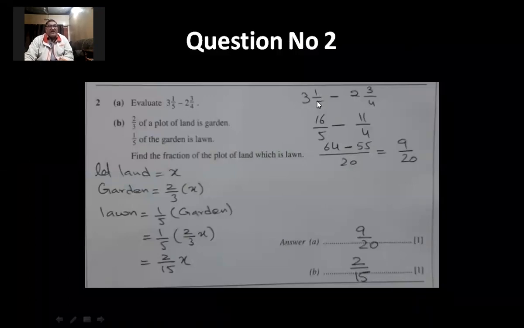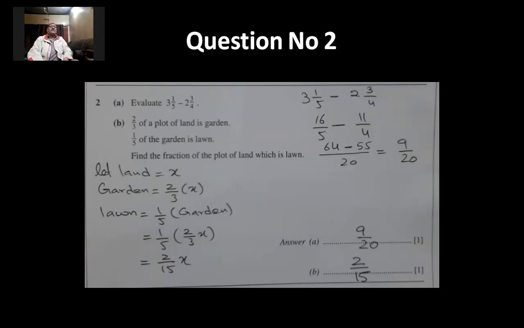So question number 2 is showing up. A part is 3 whole 1 by 5 minus 2 whole 3 by 4. So 5 3s are 15. 15 plus 1 will be 16. So 16 by 5 minus 4 2s are 8. 8 plus 3 is 11. 11 by 4. I will take the LCM. There are 2 denominators, 5 and 4. Their LCM is 20. I will divide the LCM with this denominator. So I will get 4. 4 will multiply with this numerator.